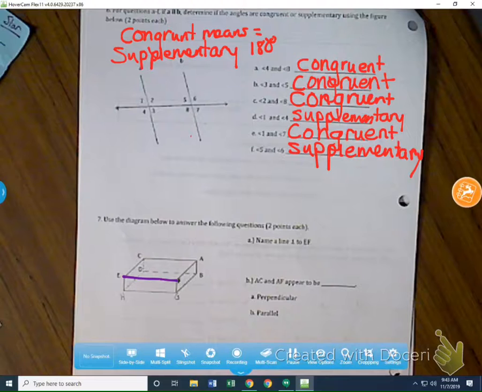EH. What did you say, Michael? EH? That forms a right angle. Oh, FG. FG would be another answer. You could have said FA or EC. Very good. And then AC and AF appear to be what? Perpendicular or parallel? Perpendicular is correct.